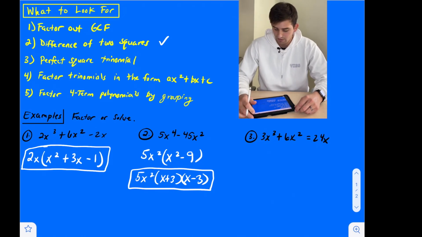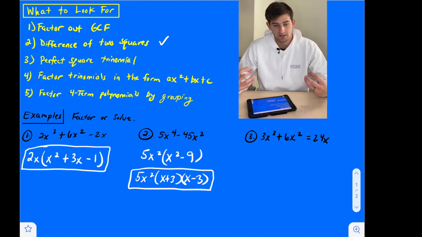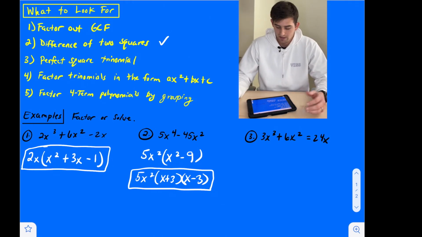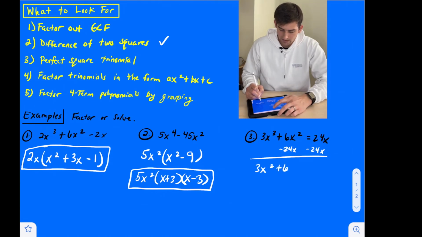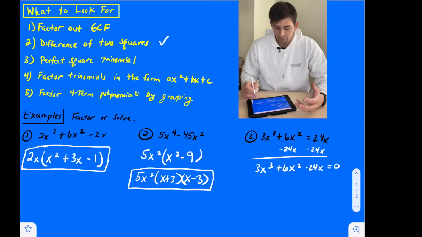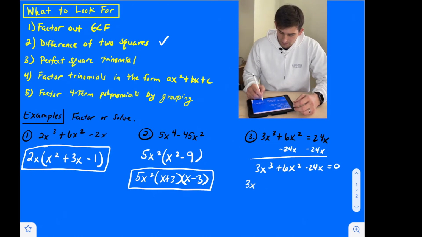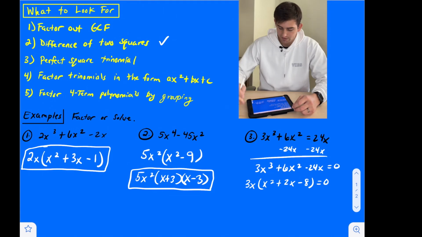All right, the last one, number 3, is an equation. So we're going to make sure that we can set this equal to 0 so that we can then factor and use the zero product property. First thing I want to do is subtract this 24x so that we can have all of our terms on one side of the equal sign. So 3x cubed plus 6x squared minus 24x equals 0. Now we're going to factor the left side. Let's factor out a 3x. So now we have x squared plus 2x minus 8 equals 0.